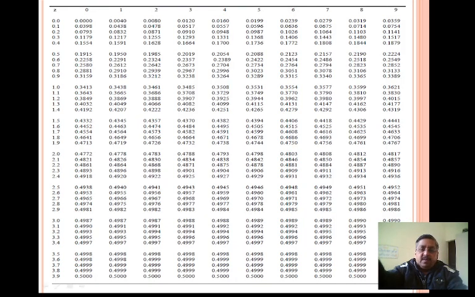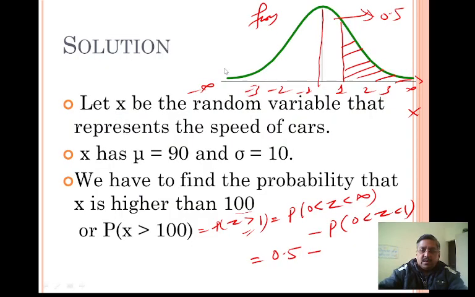So let's move to the table. In the last videos, video number 3 and 4, we have already seen in a very detailed manner how to use the table, so I'm not going to take much time on it. So this is z equals 1.0, and the corresponding value is 0.3413, right? So 0.3413 we will substitute here.